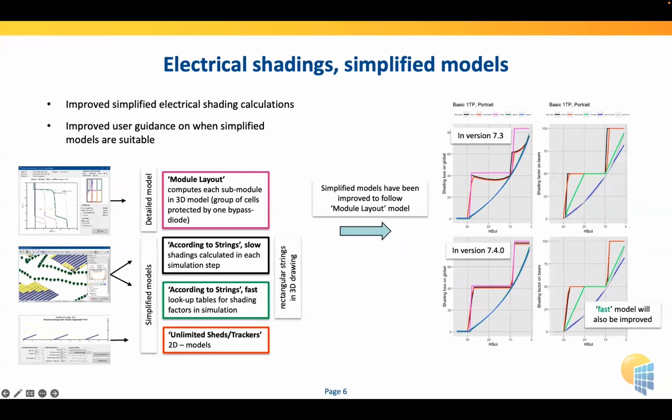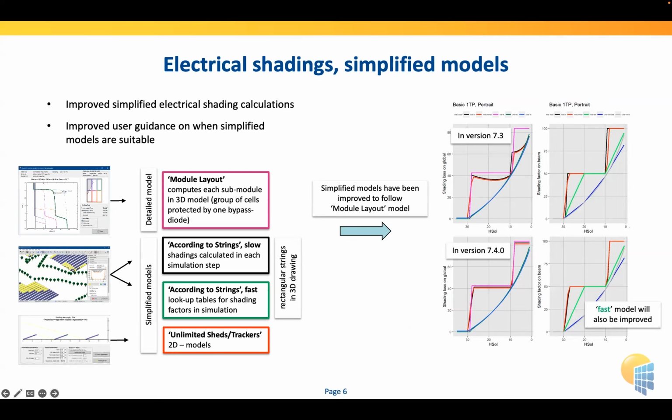The first 2 are what we call according to strings. There you have to define just the strings in your 3D model. The shading conditions of the string will determine the IV curve of those strings, and we can work with that. They come in 2 versions. One is called the slow one, where we do the detailed calculation of the shadings in each simulation step. The second one we call the fast. It uses lookup tables, which are pre-calculated and which make the simulation much, much faster. So for very large systems, this is what you need to do.